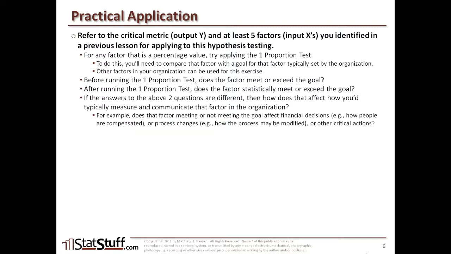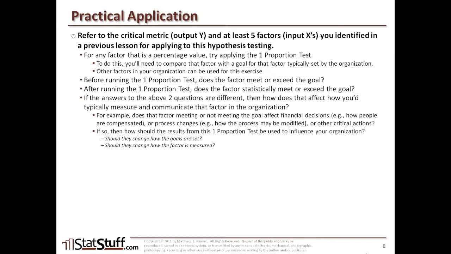So as an example, does that factor, meeting or not meeting the goal, affect any financial decisions, like how people are being compensated or any other costs? Or maybe any process changes, for example, how the process may need to be modified, or maybe some other critical actions that are taken. If so, then how should the results from this one proportion test be used to help influence your organization? Should they change how the goals are being set for that particular metric, or should they change how the factor is being measured, or should they change how they react when they compare the metric to that goal? Well, that wraps up this lesson.